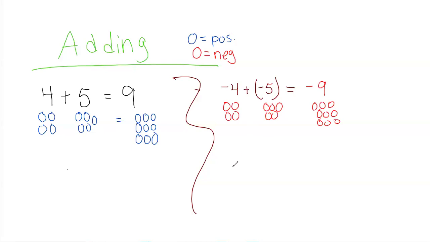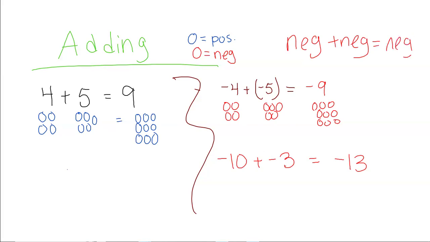I kind of think of it as money. So let's do one more over here. If you owe me $10 plus you owe me $3, add up your debts, you owe me 13. Okay. So negative plus negative, you add them as normal, and the result will be negative.